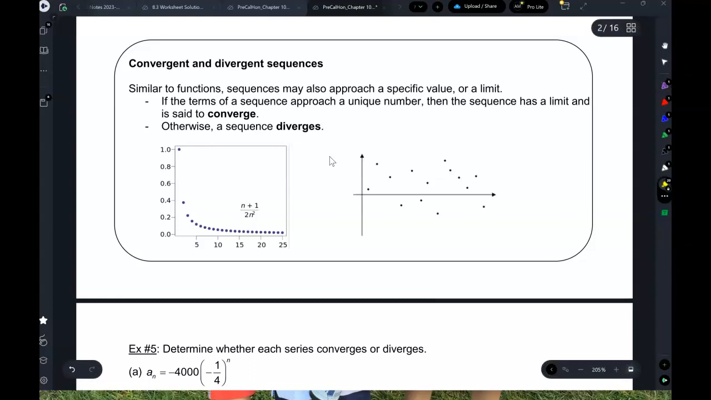If the numbers do not approach a specific value, then we say the sequence diverges. So take a look at this one. Let's say it's like 0.1. Then the next one is, let's say, 2. Then the next one is 0.5. Then it's negative something. Do you see how these values are just going back and forth? They're jumping up and down, and they are not zeroing in. They are not converging on one specific number. That means that sequence diverges.